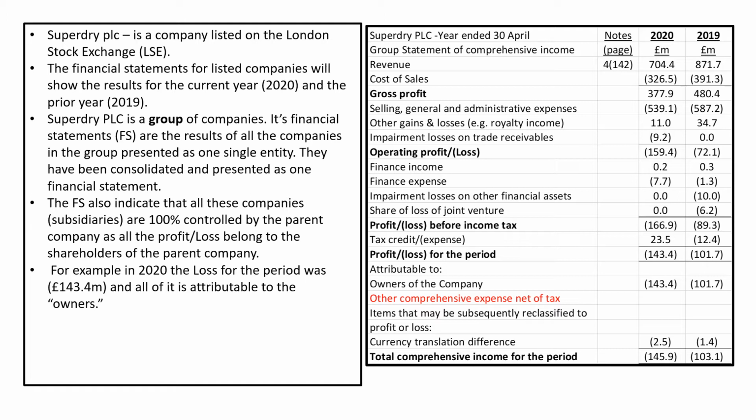For example, in 2020, the loss for the period was 143.4 million, and all of it is attributable to the owners.